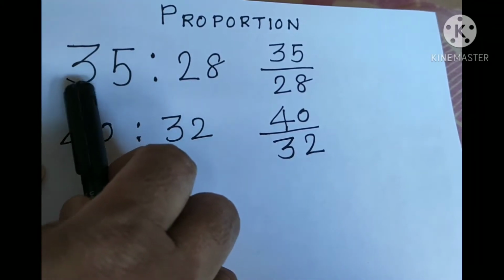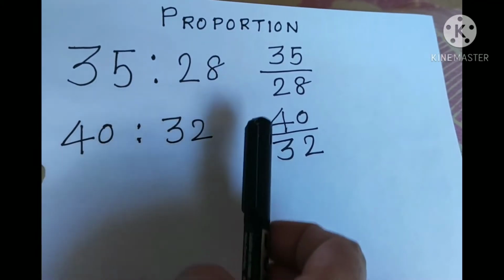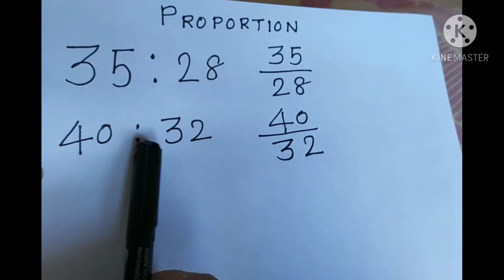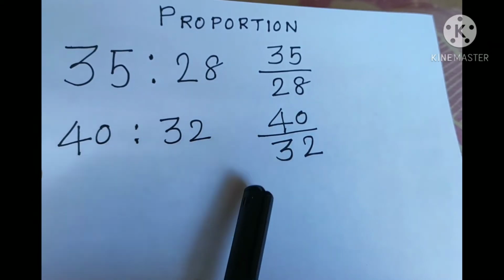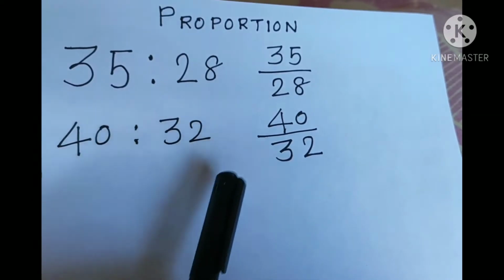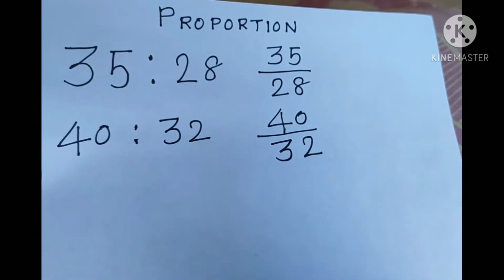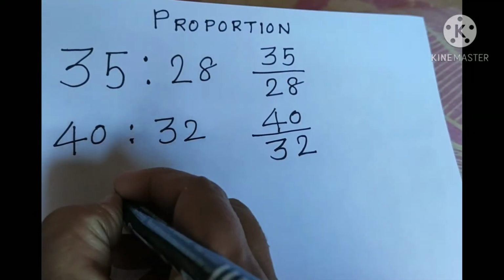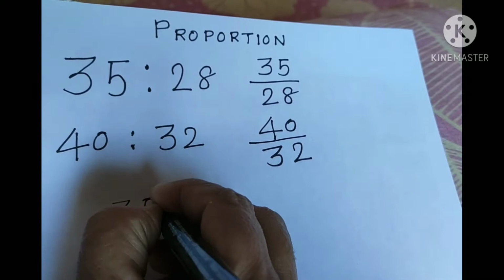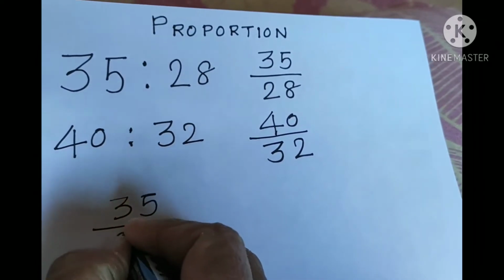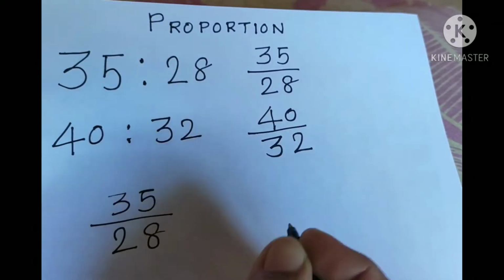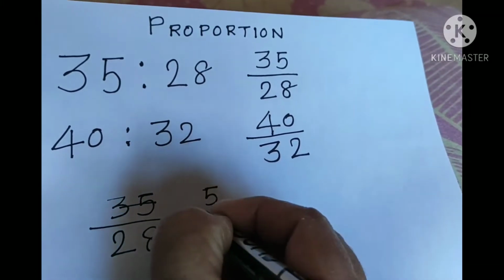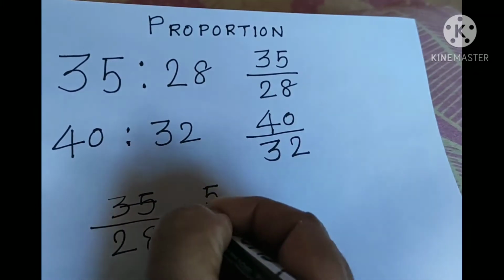Now look at 35 is to 28, which can be written as 35 upon 28. 40 is to 32 can be written as the fraction 40 upon 32. Now we are going to reduce them to the simplest form. 35 upon 28 is divisible by the 7 table. So this is 5 upon 4.